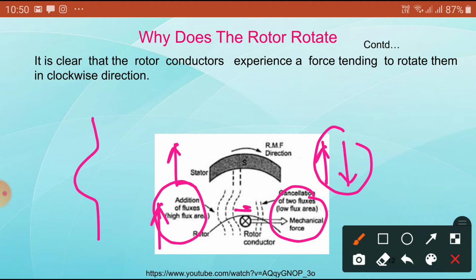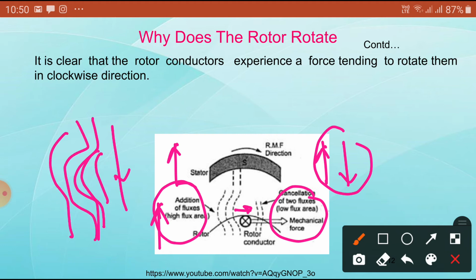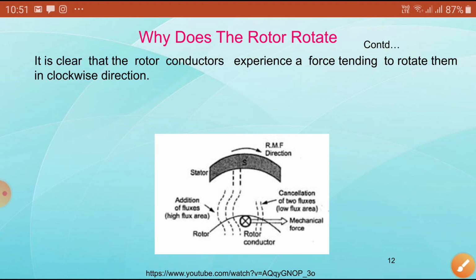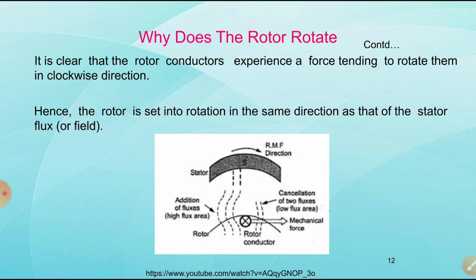So they try to move the conductor in this direction, because the lines always try to become straight, but they are stretched, so there is a force. All the magnetic lines are stretched and try to come straight. That's why the conductor in between tries to move in this direction. So it is clear that a mechanical force is developed from the strong magnetic field toward the weak magnetic field. Hence the rotor is set into rotation in the same direction as that of the stator field. This mechanism you already know from DC motors and synchronous motors.